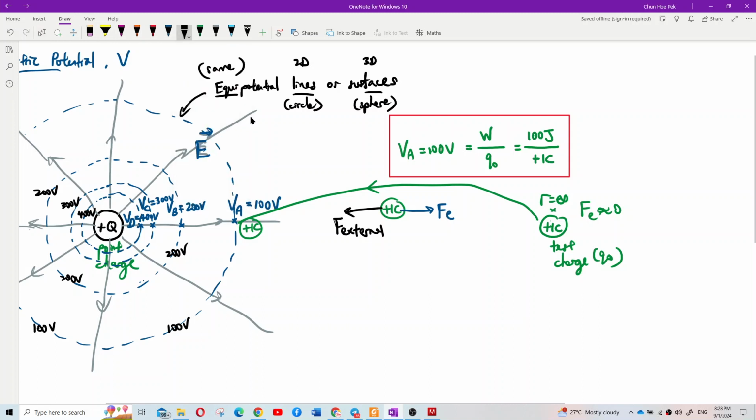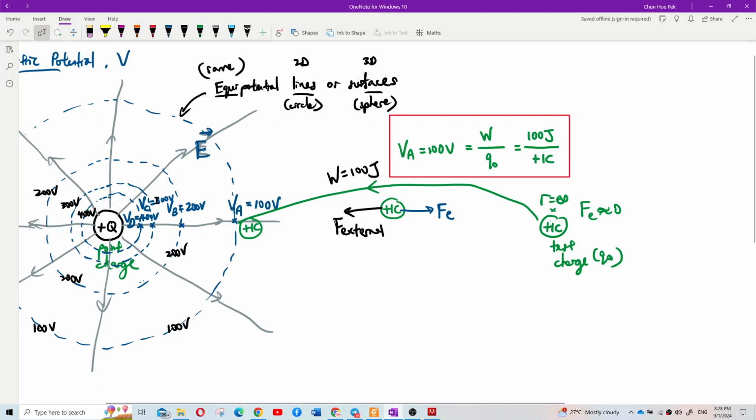So if the potential over here is 100 volt, that means to bring a positive 1 coulomb of test charge from infinity to point A, the work done involved is 100 joule. That's what it means by 100 volt. Understand? At infinity is almost like no electric field. But if you want to bring this test charge to a certain point inside the electric field, you must do some work. It cannot move by itself.